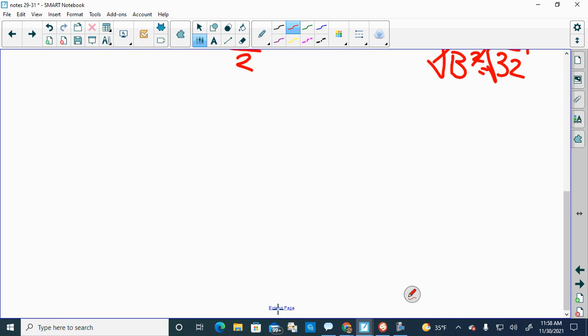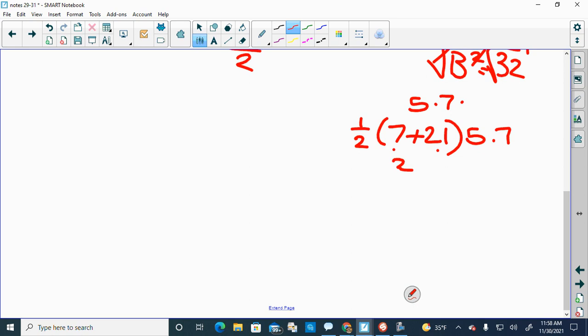When I took the square root of 32, I actually got 5.7. Then I plugged it into my formula where I have 1/2 times my bases. The two parallel lines were 7 and 21. We add those two together and then multiply by the height, which I just found, which is 5.7. If you add 7 and 21, that gives you 28. Divide by 2, which gives you 14. If you multiply 14 times that, you end up getting 79.8, which was wrong. It was close, but it's wrong. That's not what they want.